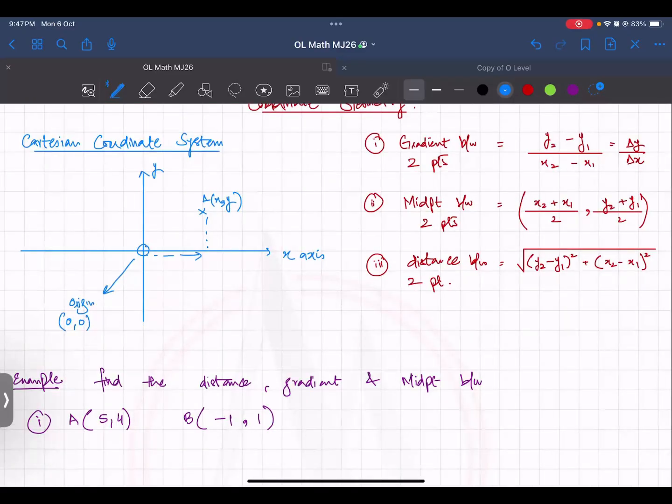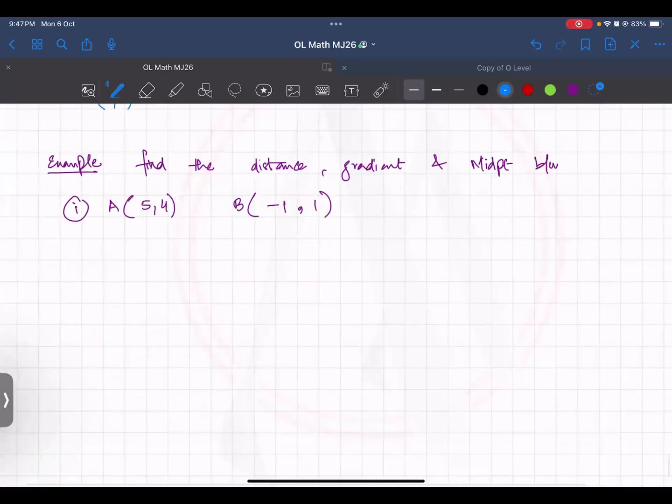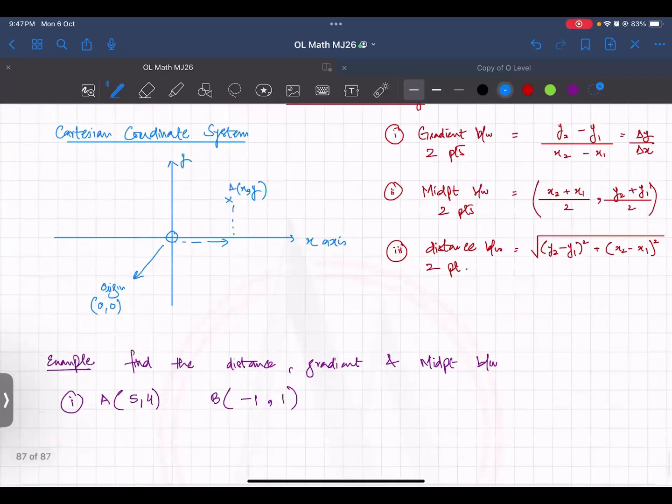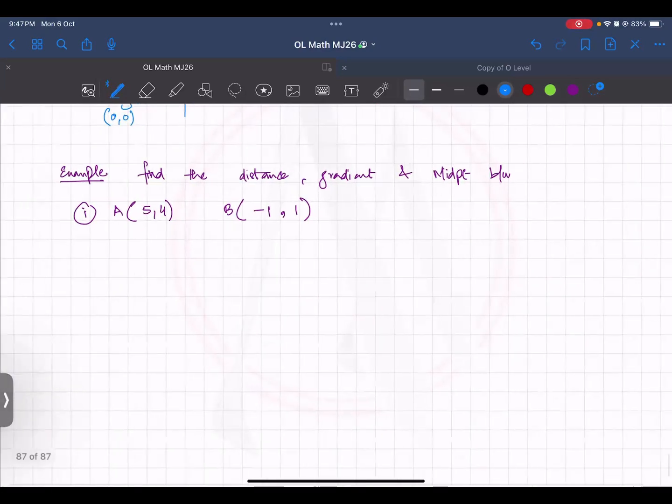Do we have to draw a graph here? No, it doesn't matter. You'll just need the formulas. You can use the formulas directly to get the answer.